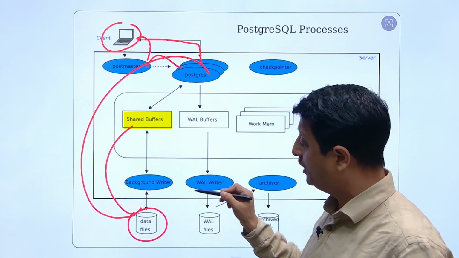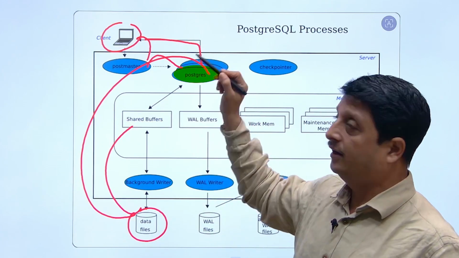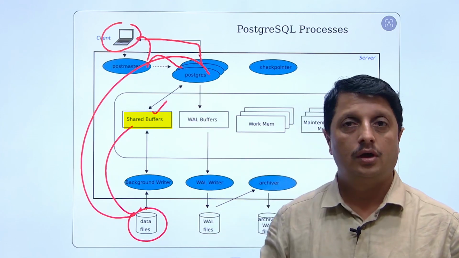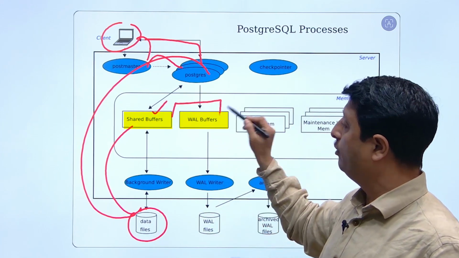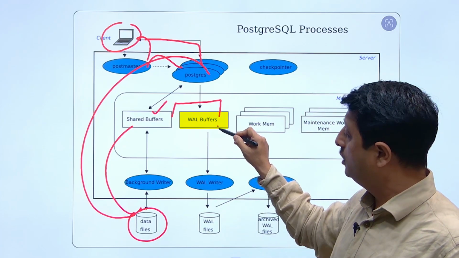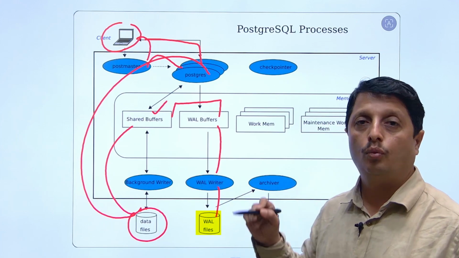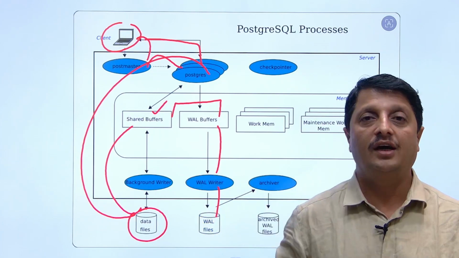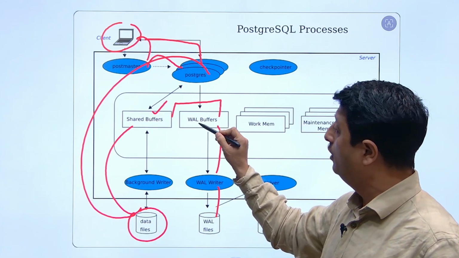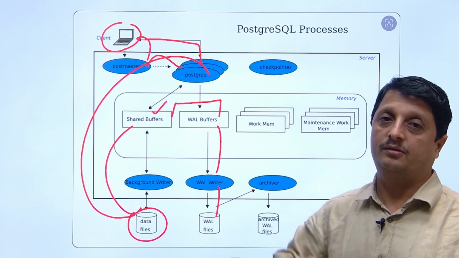It has to transfer that data from the data file to shared buffers, which is again handled by the process called Postgres. Any modification you do in the shared buffer will be recorded in the WAL buffers by the same process, and from the WAL buffers the process called WAL writer will push it to the file called WAL file. So here WAL stands for write ahead log: WAL buffer is the write ahead log buffer, then the write ahead log writer, and write ahead log files.